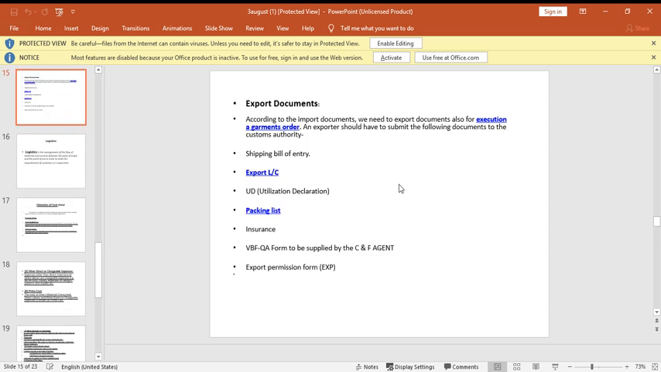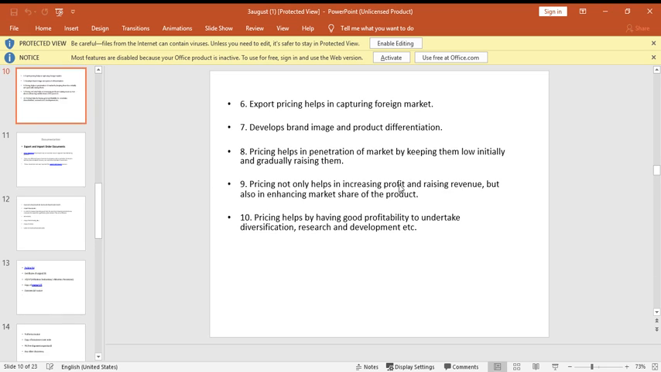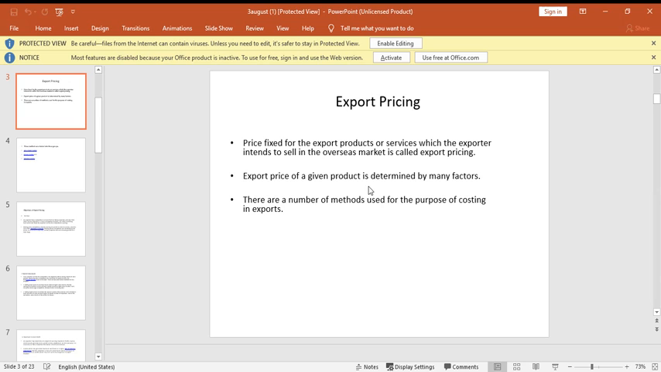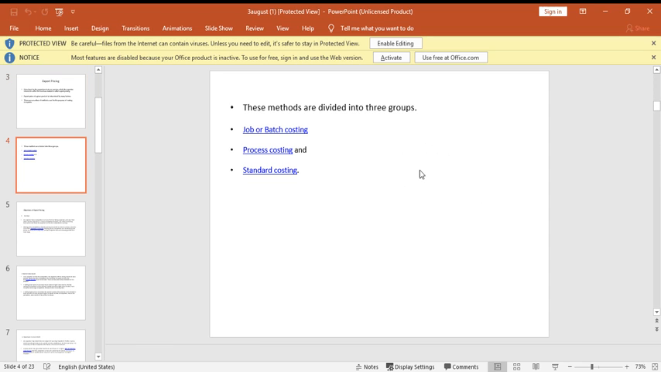So finally, we are going to learn again the important points of today's class. That is export pricing. Export pricing is nothing but the price fixed for the export products or services which the exporter intends to sell in the overseas market. In this there are three groups: job or batch costing, process costing, and standard costing.